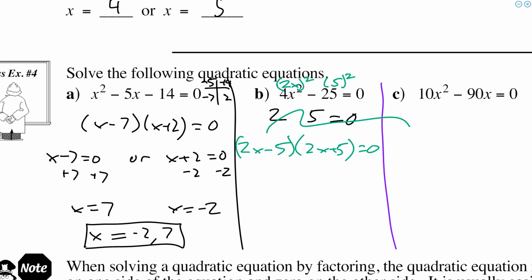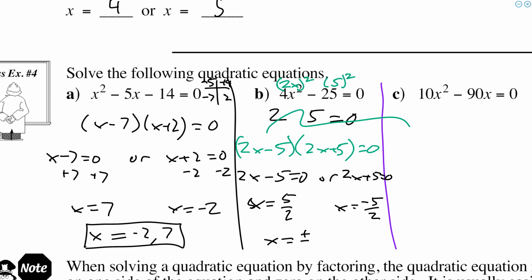Anyways, at this point, either 2x minus 5 is 0, or 2x plus 5 is 0. So x is 5 over 2, or x is negative 5 over 2, positive or negative 2.5. And you could write them separately: negative 2.5, positive 2.5. You could also write them as 5 over 2, or 2 and 1/2, whatever. Remember, improper fractions, mixed fractions, and decimals are 3 ways of writing the same number.